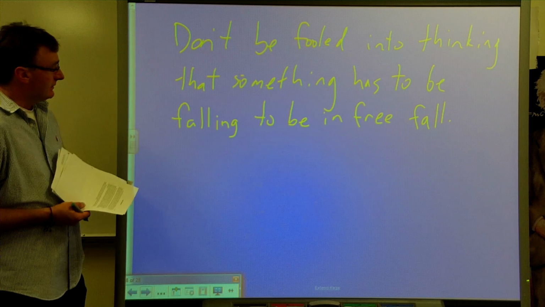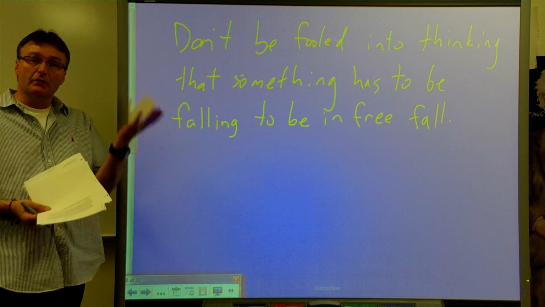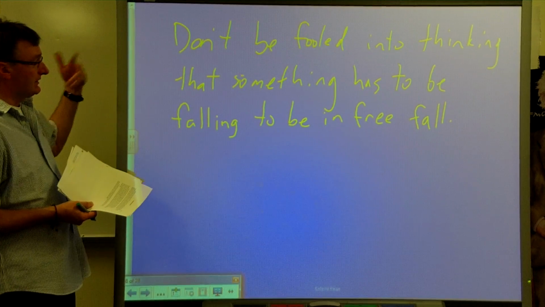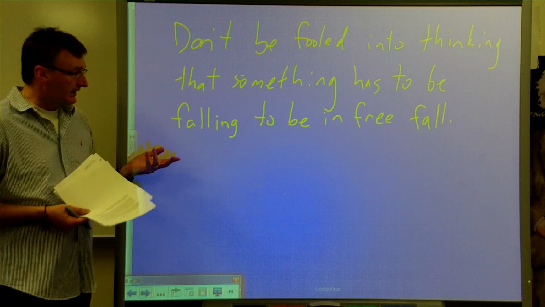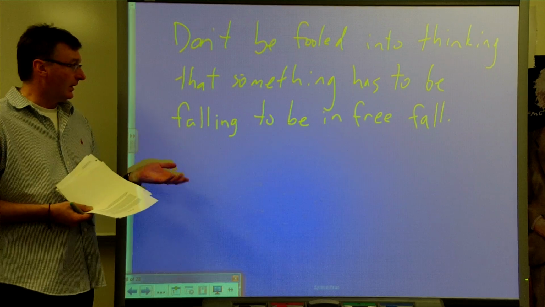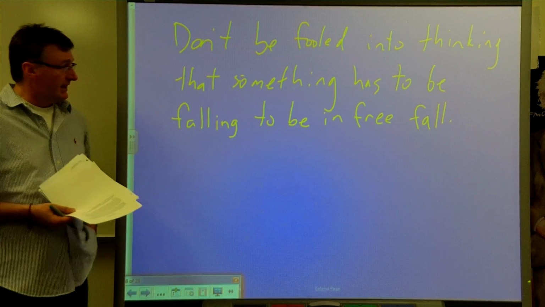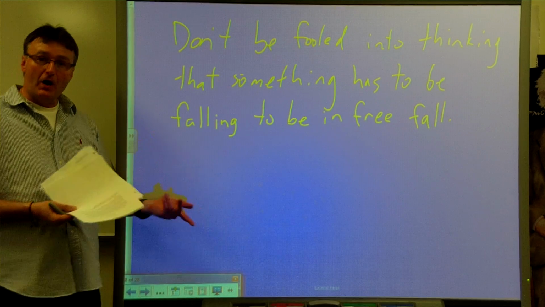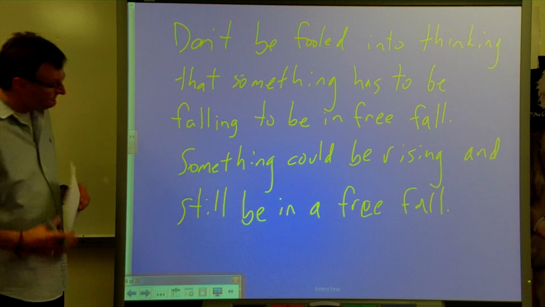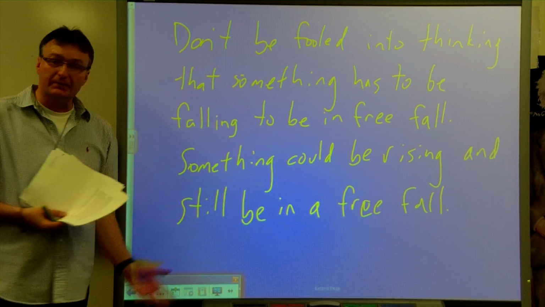And you might also not have recognized that an object could actually be moving up and still be in a free fall. So don't get fooled into thinking that something has to be falling to actually be in a free fall. In that sense, it might not be the best term, because for something where the only force acting on it is gravity, things may not necessarily be falling, yet they may be in a free fall. An example of this: something could actually be rising and still be in a free fall.